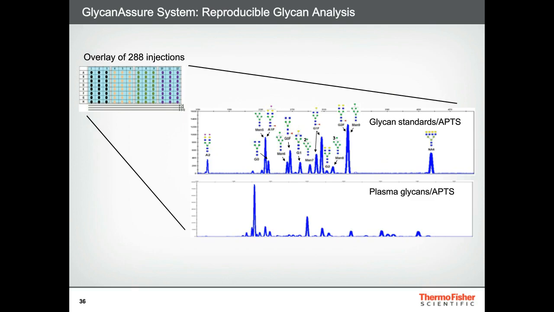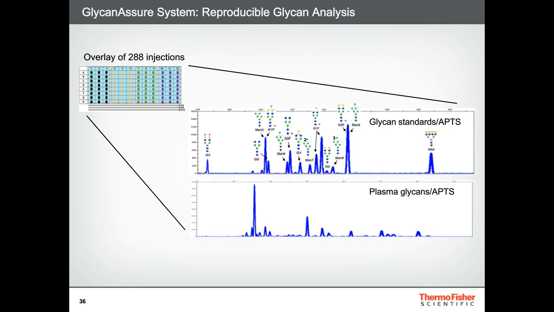Reproducibility. This slide shows the reproducibility of our system. The data was generated using 15 known glycans, which were labeled with APTS dye. They were mixed in unequal amounts and run on the Applied Biosystems 3500 XL protein quality analyzer. A 96 well plate loaded with sample was run 3 times, and electropherograms were overlaid.